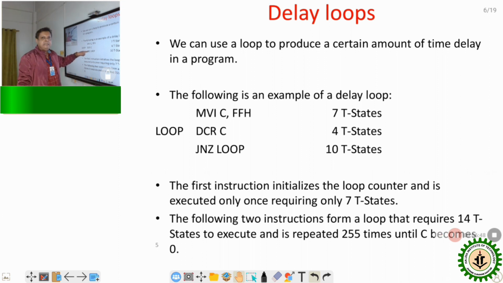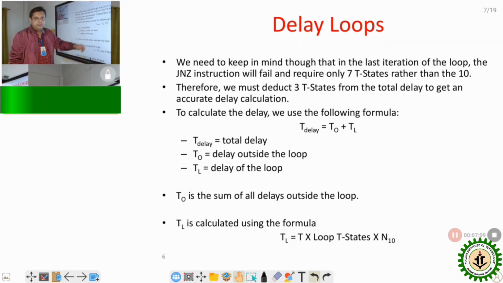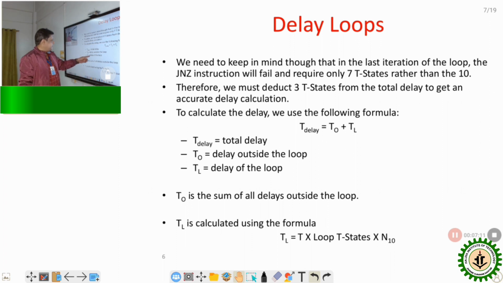And when the last iteration comes, what will happen? This 10 will be reduced to 7. That means if I keep doing my calculations with 10 T states, I have to subtract 3 at the end. This is what I have done. The total delay T delay: TO is the delay outside the loop and TL is the delay of the loop itself. Now T delay is the sum of both these two.